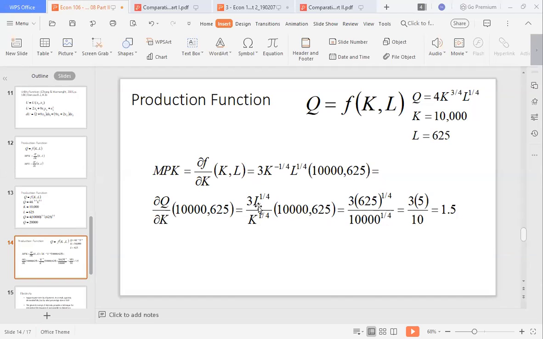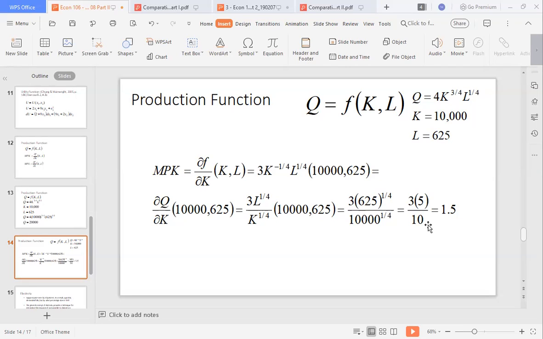So that's 3 times L. Again, L is 625 over K. Again, K is 10,000. We can again write it this way. And so substituting all the values will give us 1.5. Okay. So that is our value for MPK.